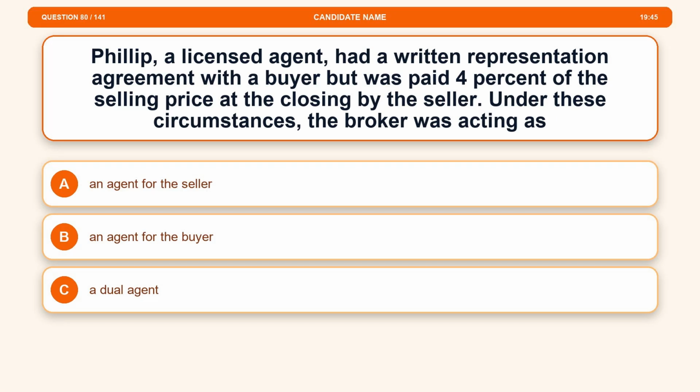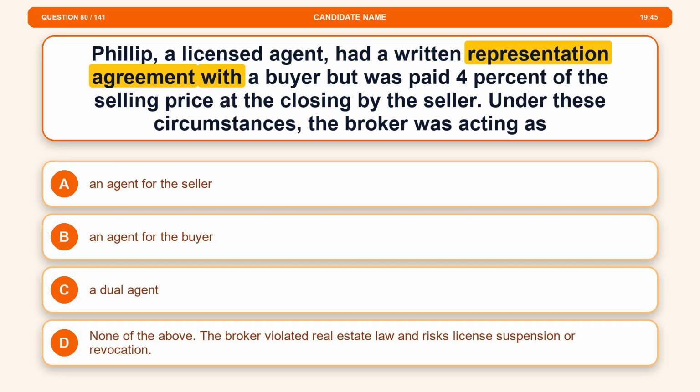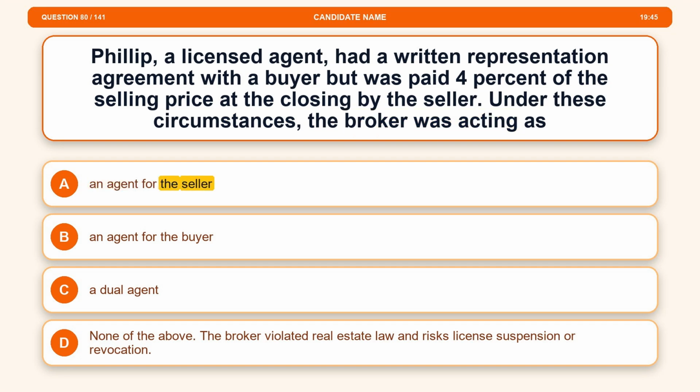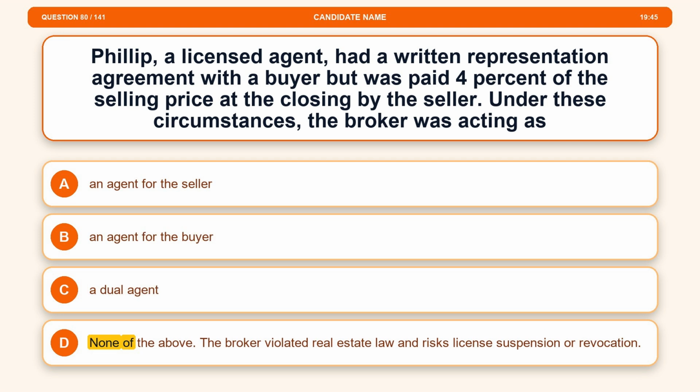Question 80. Philip, the licensed agent, had a written representation agreement with the buyer but was paid 4% of the selling price at the closing by the seller. Under these circumstances, the broker was acting as Option A, an agent for the seller. Option B, an agent for the buyer. Option C, a dual agent. Option D, none of the above. The broker violated real estate law and risks license suspension or revocation.